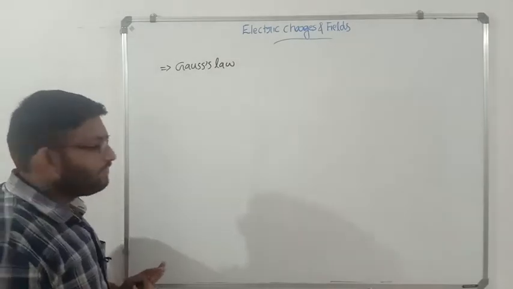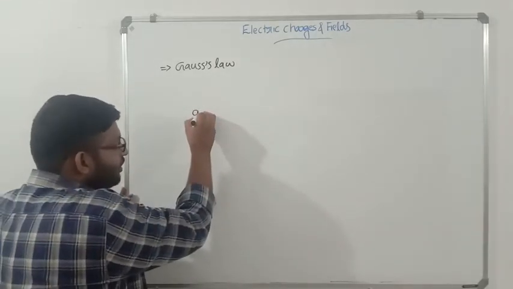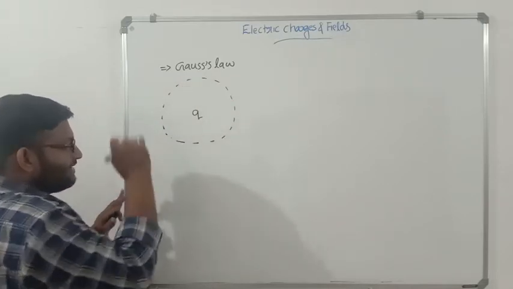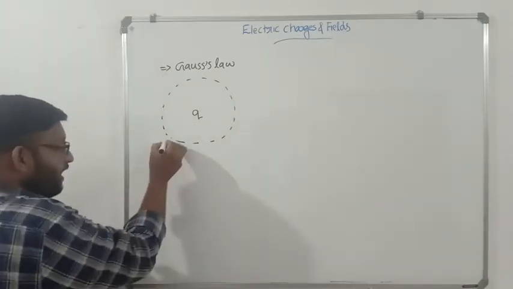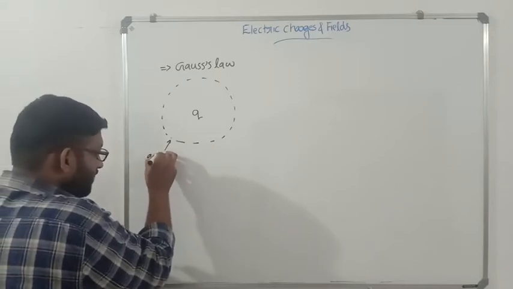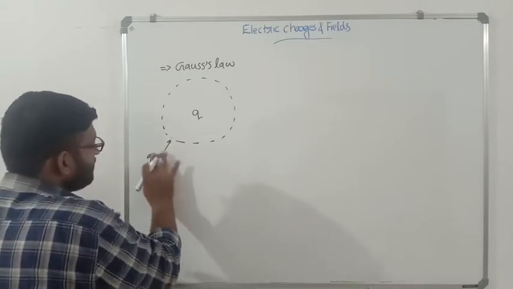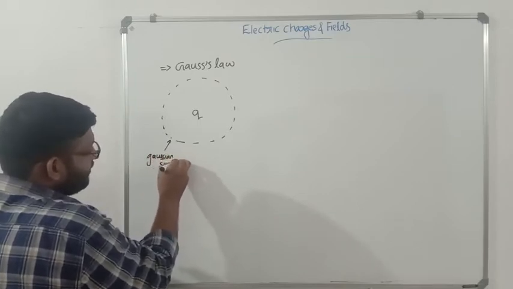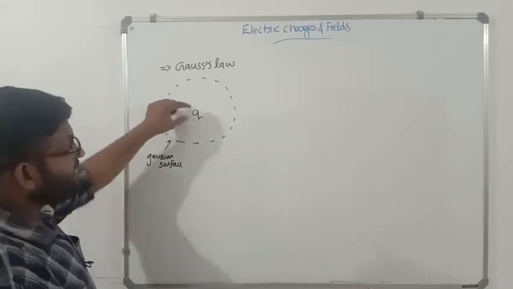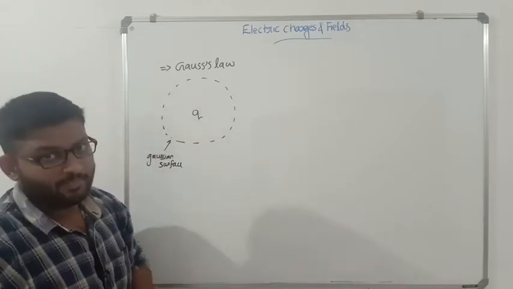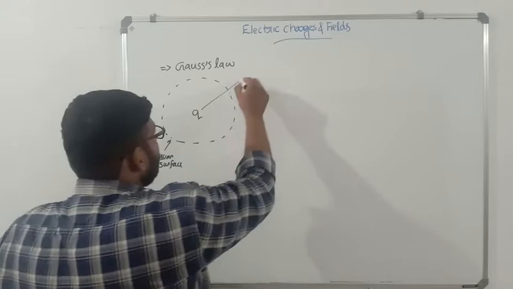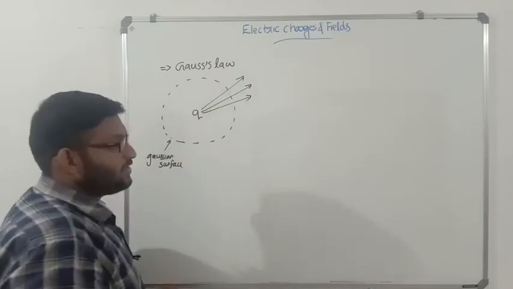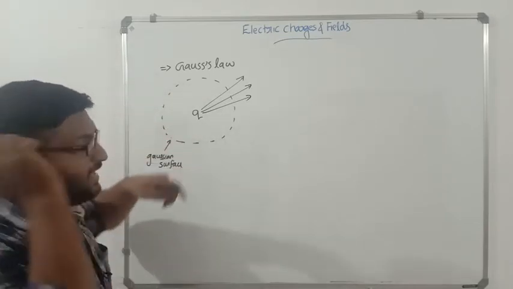According to Gauss, suppose you are having a charge q. This charge is enclosed by a closed surface, and we can call this surface a Gaussian surface. Gaussian surface is a closed surface. Inside that surface you kept a charge. Then we know that field lines will simply go outwards if it is a positive charge, or simply enter if it is a negative charge.